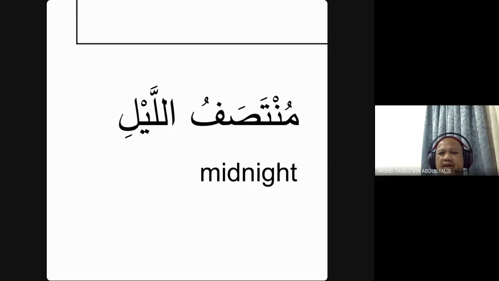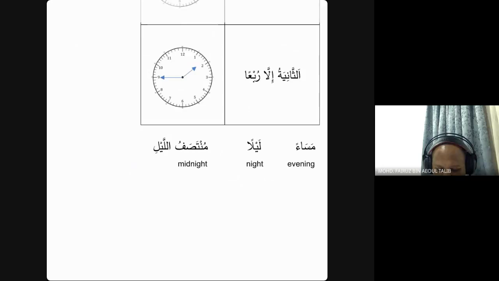Now, what if you want to say midnight? This is the word, but this is a bit long. You just listen to me first. Muntasaf. Muntasaf is in the middle. So you want to say in the middle of the night, at midnight. You combine the word muntasaf with the word lail. Just now we said lailan. The word is lail. So lail is night. Lailan, at night. Combine the two words. So we read muntasaful lail. If you have problems reading or combining the two, you can read one by one. You say muntasaf al-lail. Okay.